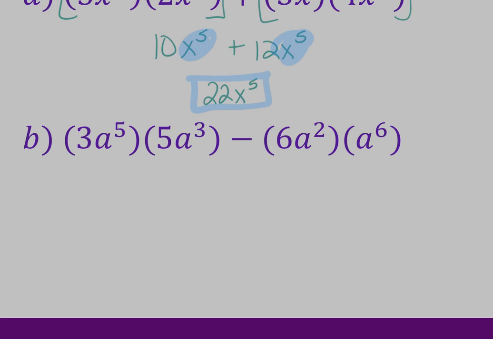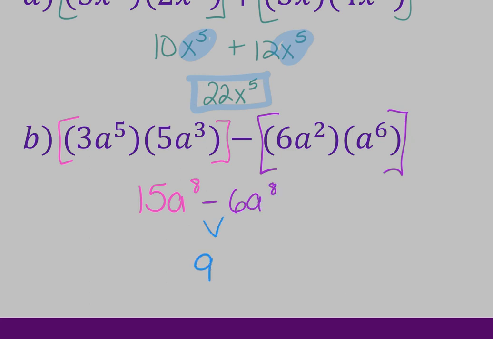Now go to B. What's the result of 3 a to the fifth times 5 a to the third? Good. What's the result of, and this is a minus now, 6 a to the second times a to the sixth? Good. Can I combine these? Yes, I would get? Perfect. Questions on that one?